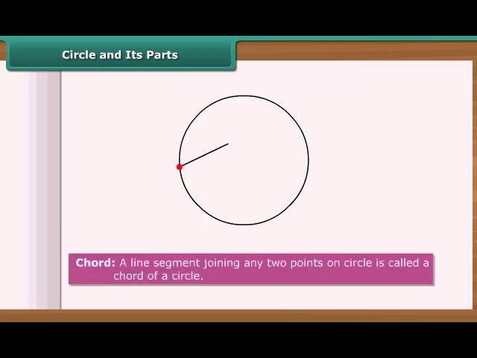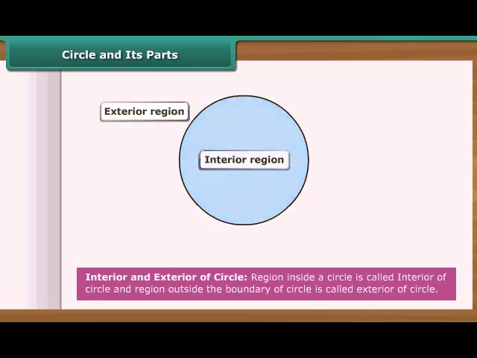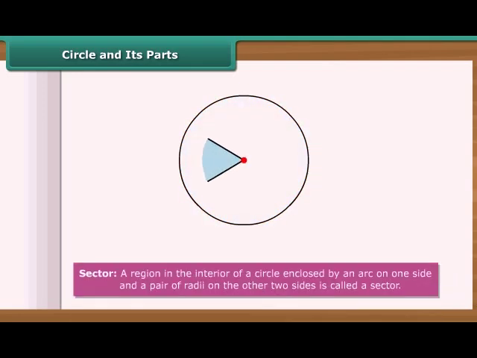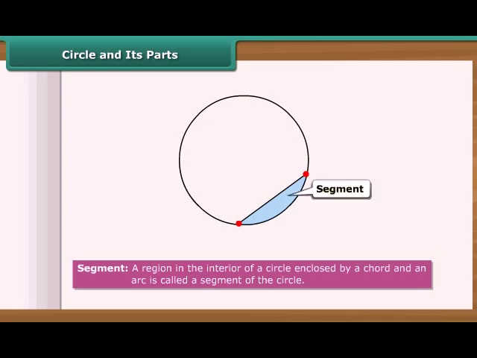The line connecting 2 points on a circle is a chord. Like any other closed figure, a circle has an interior and exterior region. The region inside a circle bounded by 2 radii and an arc of the circle is called a sector of the circle. Similarly, a portion bounded by a chord and an arc of the circle is called a segment of the circle.